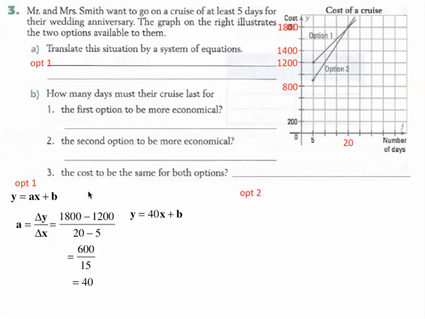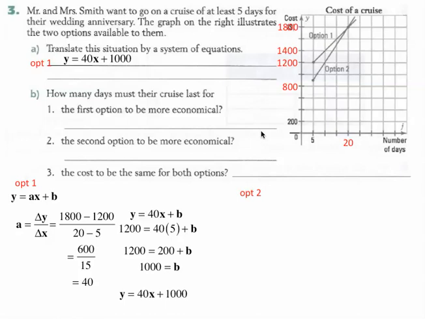So y equals ax plus b, so y is equal to 40x plus b, and I'm going to plug in one of those points. I'm going to plug in the smaller one, so the 5, 1,200 into that. So the x is 5, the y is 1,200, and we're solving for b, so 5 times 40 is 200. I'm subtracting 200 from both sides, and that gives me 1,000 is equal to b. So that gives us our equation. I'm just feeding it back into here. Y equals 40x plus 1,000. Okay, so that's the equation for option 1.